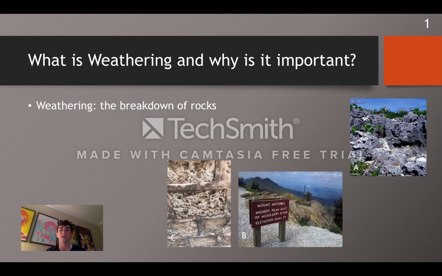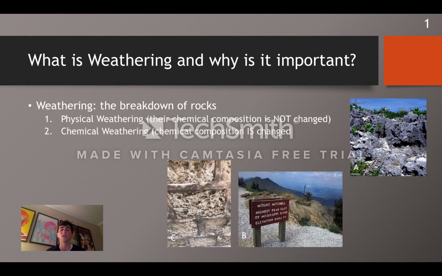Weathering is a breakdown of rocks and occurs when they are exposed to the Earth's surface over a prolonged period of time. Two methods of weathering may occur. One is through the physical disintegration of rocks through physical weathering. This is when their chemical composition is not changed. The second is through chemical weathering. This is through the decomposition of minerals, and the chemical composition is changed.